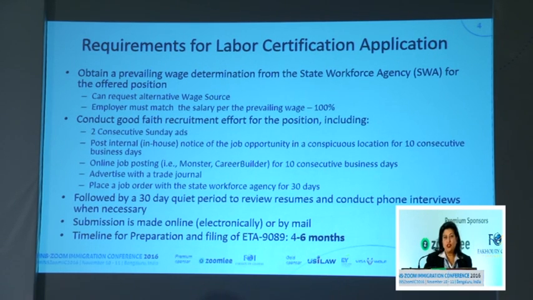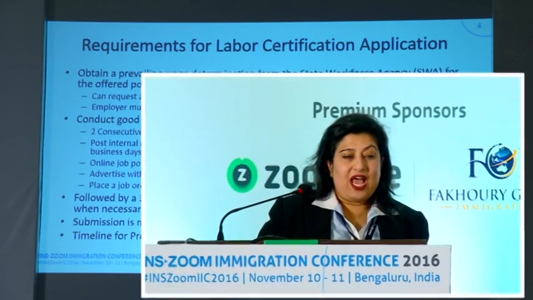Consecutive Sundays, you'll have to place an ad in a newspaper of the most popular circulation of where the job is located or the headquarters of the company. This will be literally print ads. For us, it would be the Times of India or the Statesman, depending on wherever you're located. In addition to that, you will have to post internal in-house postings.